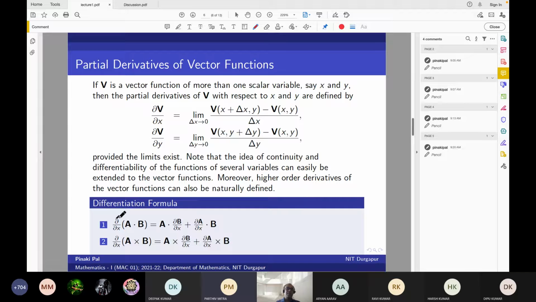And here I have listed two important formulas. The partial derivative with respect to x of the scalar product a dot b is given by this formula: a dot del b del x plus del a del x dot b. Similarly for the cross product, we have this formula, and a similar kind of formula we can derive for del del y. While differentiating with respect to y, and if we consider the other higher order derivatives, this formula can be used repetitively.